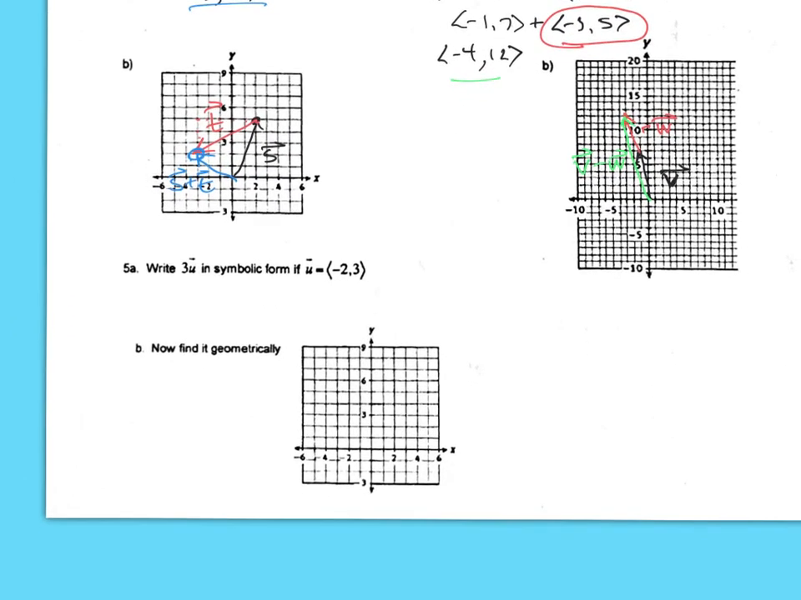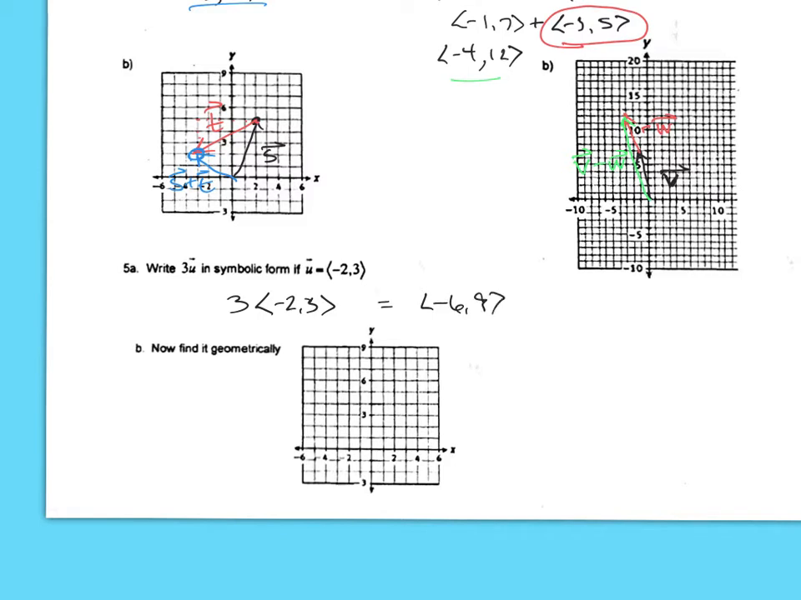Now, if you have a scalar, we just stack them up. So it won't be like this on the test. It'll be a combination of these three. So the scalar will be involved in another problem. So it'll be 3 times vector u, which is negative 2, 3. It looks like distributive property. It is distributive property. So the numbers are negative 6, 9.